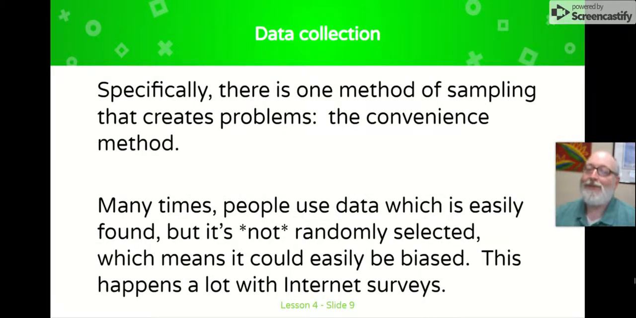Specifically, there's one method of sampling that creates problems: the convenience method. Many times people use data which is easily found, but it's not randomly selected, which means it could easily be biased. This happens a lot with internet surveys.